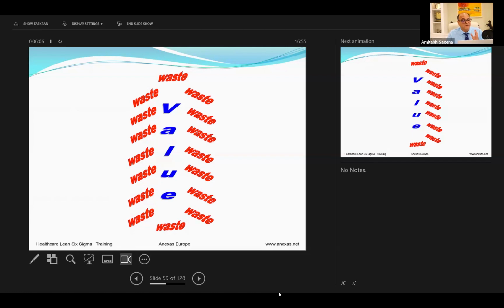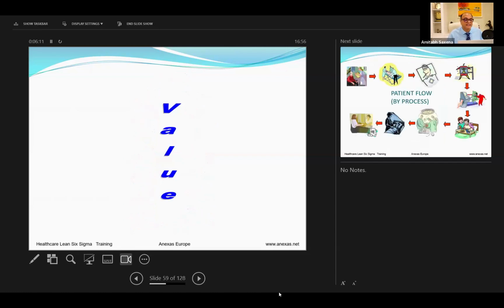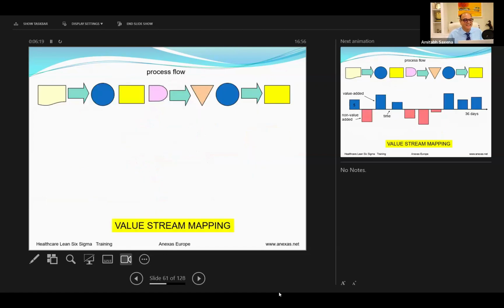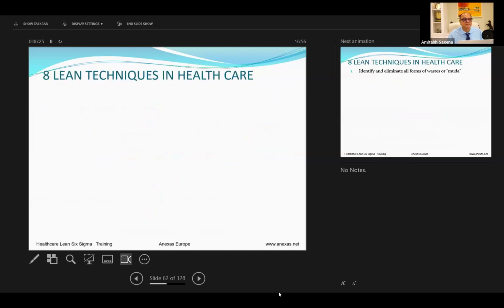Now, again, the idea is to reduce the waste as much as possible and create value. So this is the typical patient flow. I'm not going into the details because almost everyone is aware of that. And so we identify which is value added, which is non-value added. Like walking is non-value added, right?